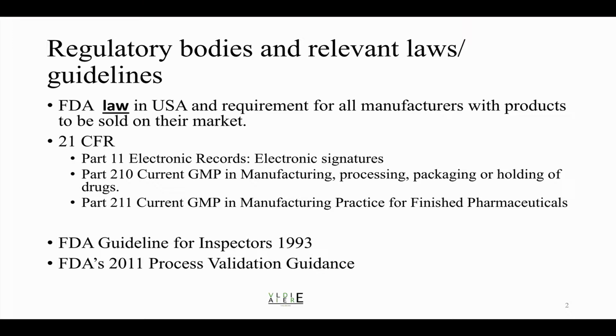The FDA, Food and Drug Administration, creates and enforces the law in the USA. They have the Code of Federal Regulations Title 21, which is reserved for the rules of the FDA. The three parts of this I would like to recommend reading for cleaning validation related to today's systems and processes are Part 11, Part 210 and 211. Two guidelines I would relate to are the FDA guideline for inspectors from 1993 and the FDA's 2011 process validation guideline.